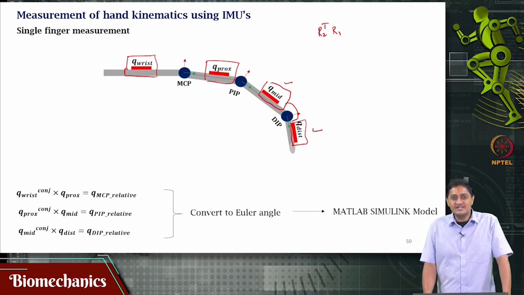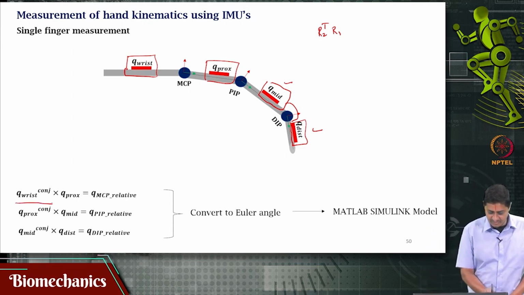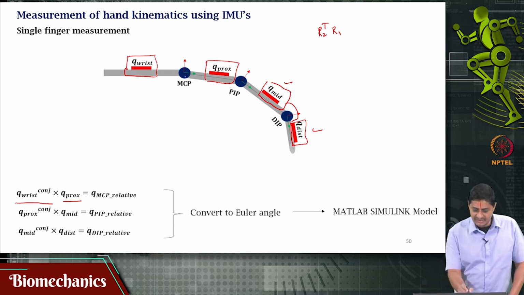How do we do it in quaternions? You find the complex conjugate of one of the quaternions and multiply it with the other quaternion. We saw this in one of the previous videos. Again, review that video. With that, I can find the relative orientation between 2 segments. So, I am finding the complex conjugate of the wrist quaternion and multiplying by the proximal segment quaternion to get the relative orientation at this joint.